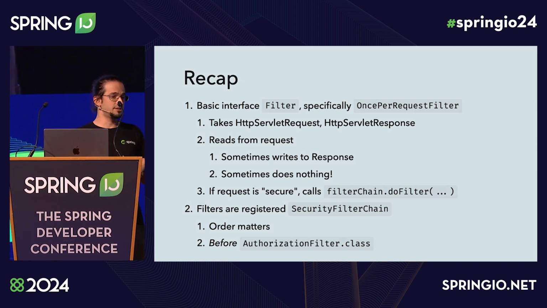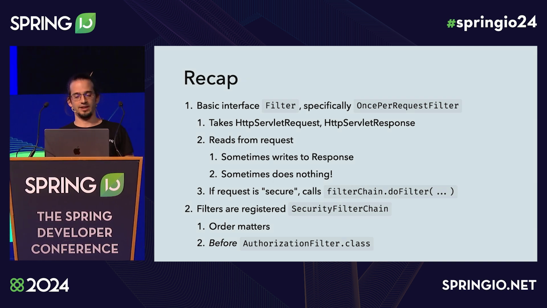And if the request is secured according to the filter, it calls the rest of the filter chain. It says, filterChain.doFilter. These filters go into a security filter chain. So everything that is security related will be in the security filter chain. When you do your own, put them before AuthorizationFilter.class. All right. So all of this shows something like CSRF protection and cross-site scripting and so on.